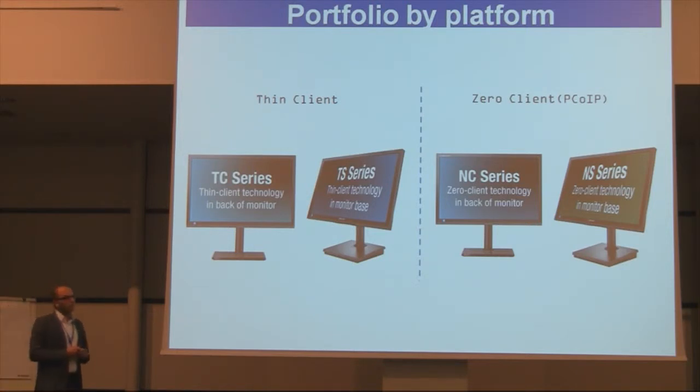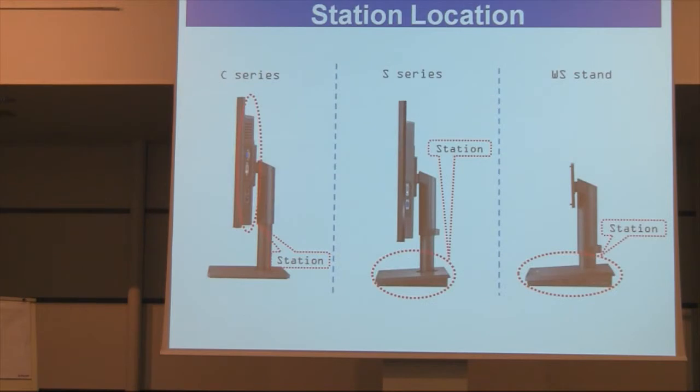We have 4 types of products. We have thin clients, which means that there is a small PC built into the screen. And we have zero clients that follow the PC over IP protocol that is used by VMware. And also we have 3 series of products. The first one hides the chip or the PC behind the screen. The second one has it in a stand. Also we have the stand itself available by itself.